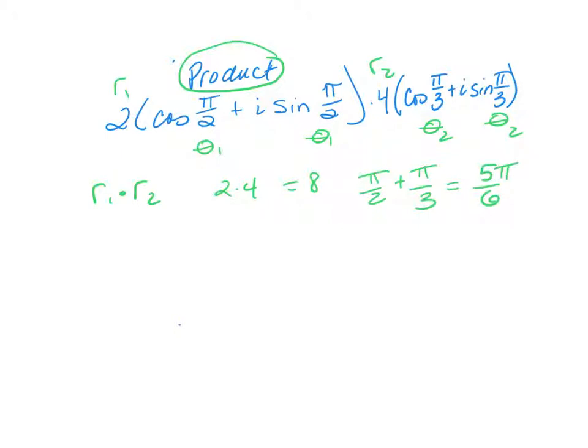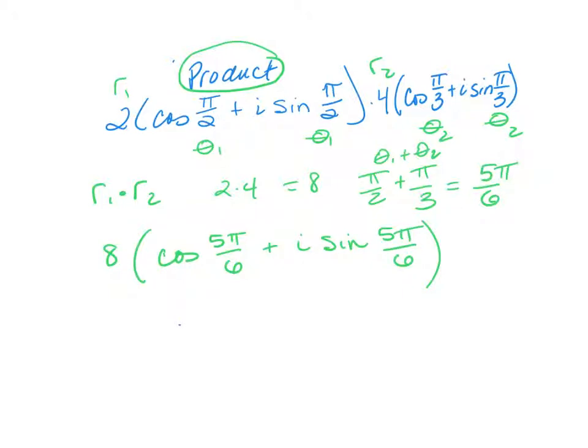You follow me? So now you have 8 times parentheses cosine of 5 pi over 6 plus I sine of 5 pi over 6. Now you're going to go to your unit circle, and 5/6 pi is in the second quadrant. It's 150 degrees. So what is the cosine of 5/6 pi? Should be a negative number. Negative radical 3 over 2. And the sine of 5 pi over 6 should be 1/2.